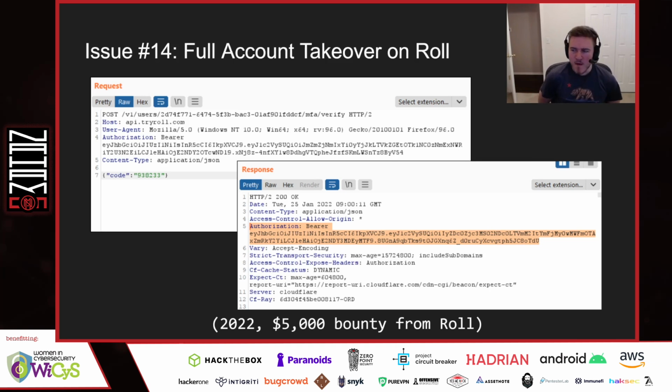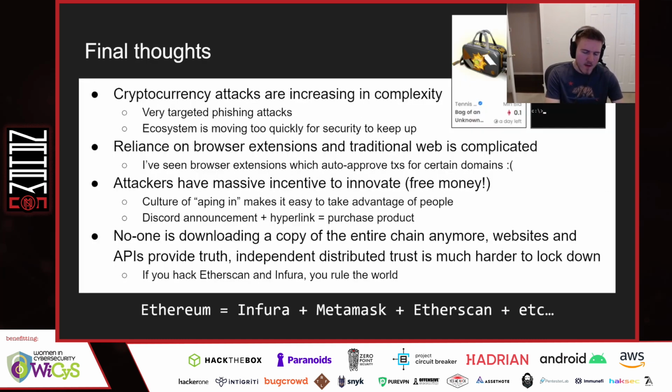For this one, they basically weren't verifying who the user was, and you're able to throw in a 6-digit code and connect your 2FA to another user's account. And once you connected your 2FA to another user's account, it actually reflected an authorization bearer, and that authorization bearer was the authorization bearer for the user where you're adding 2FA. Once you had this, you're able to log into their account and do whatever you wanted. It's full account takeover on another custodial platform called Roll.